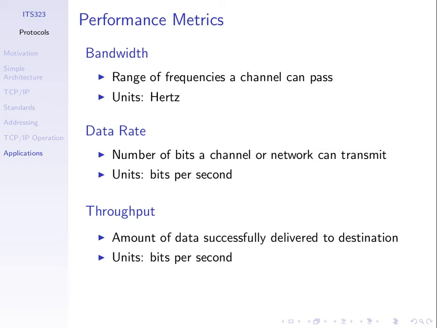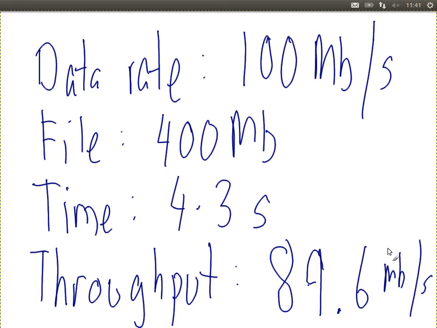Throughput will always be less than or equal to the data rate, in most cases less than the data rate. Think of the data rate as the maximum we can achieve. If we consider the overheads, we end up with some throughput. What's my efficiency in this case? How efficient am I using the link?